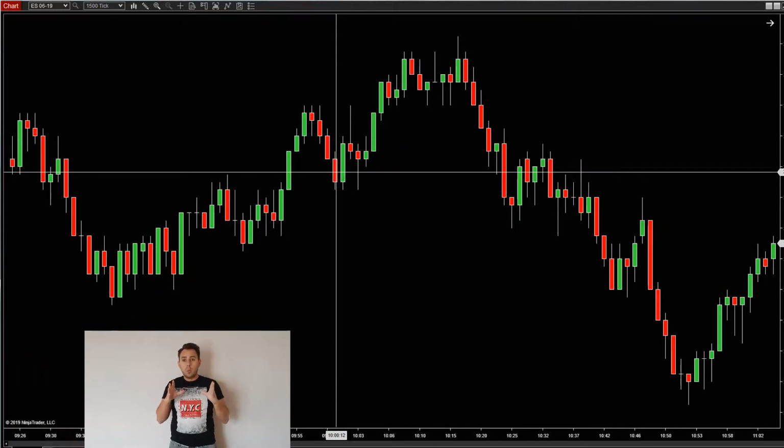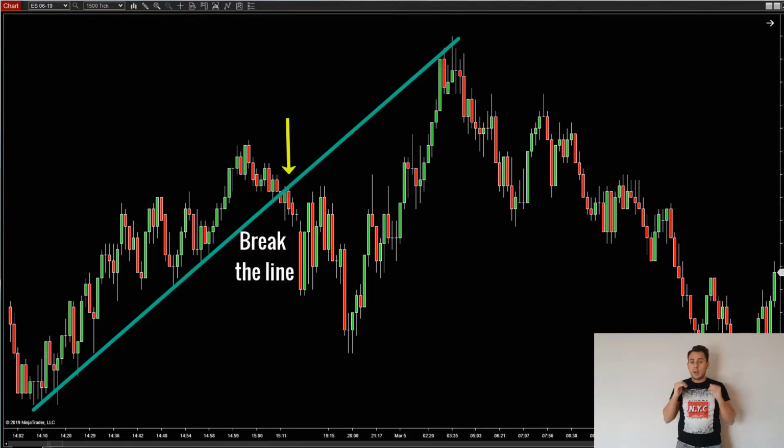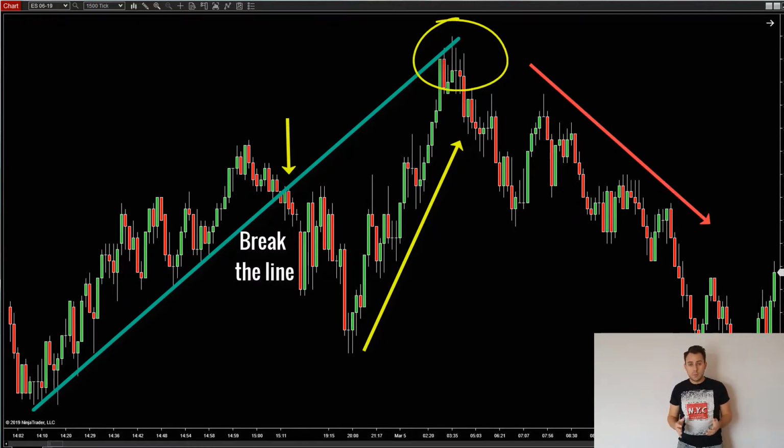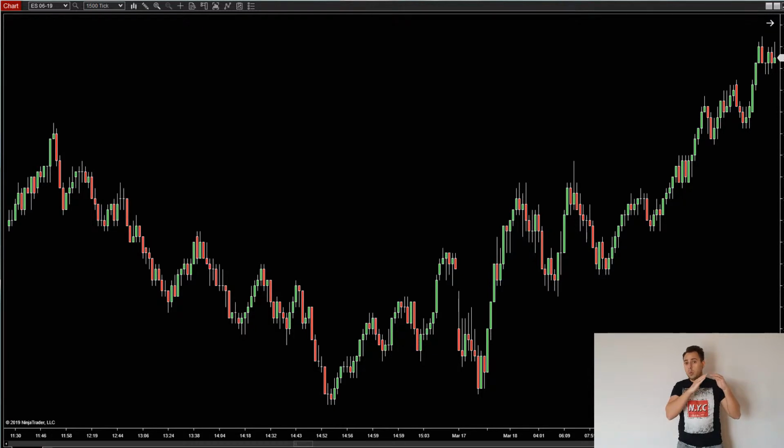So the way we do this is we're drawing a trend line from the lows. We wait for price to break that trend line. Now, a break of a trend line is actually separating from the trend line itself. Then come back up and hit our trend line, and from there we have a confirmation that the trend is about to change.